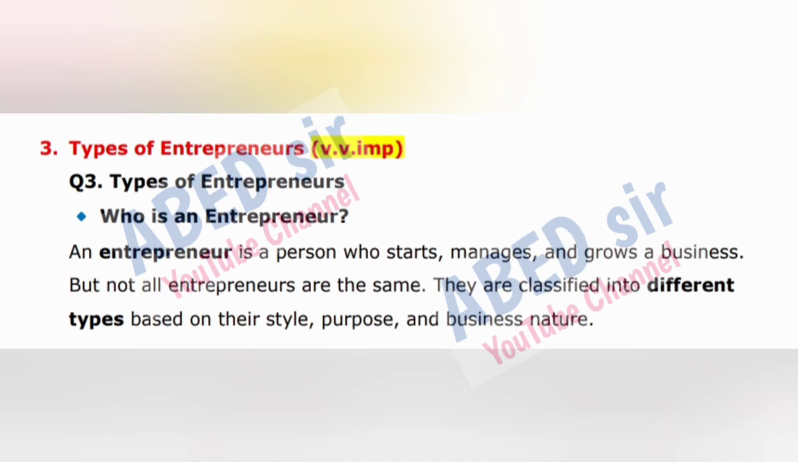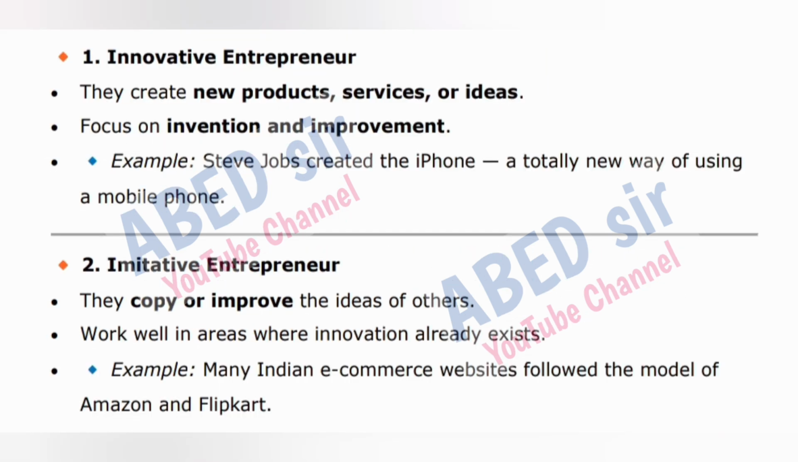Who is an entrepreneur? An entrepreneur is a person who starts, manages, and grows a business. But not all entrepreneurs are the same. They are classified into different types based on their style, purpose, and business nature. 1. Innovative entrepreneur. They create new products, services, or ideas. Focus on invention and improvement.